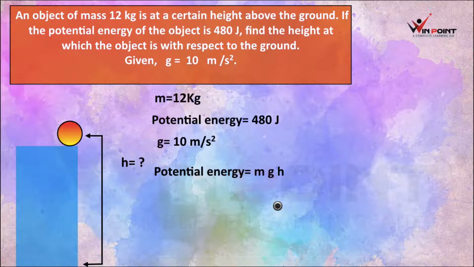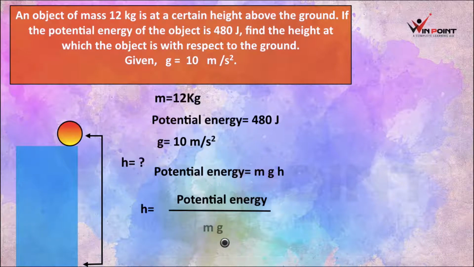For finding that value, we need to make an equation for h. How can we make an equation for h? Here there is m into g. We are taking that m into g to the other side of the equal. Then it will be h equal to potential energy, because here it is multiplication, m into g into h, right? When we are taking these quantities to the other side of the equal, it will be division, divided by m into g. Now we can substitute all the values.